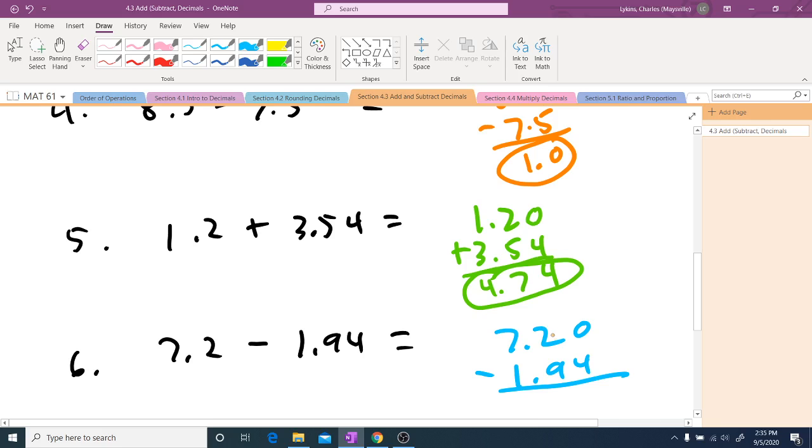You need to borrow from the 2 to make that a 1. That turns into a 10. 10 subtract 4 is 6. You need to borrow, make it 11 from here to make it a 6. 11 minus 9 is 2. And then 6 minus 1 is 5.